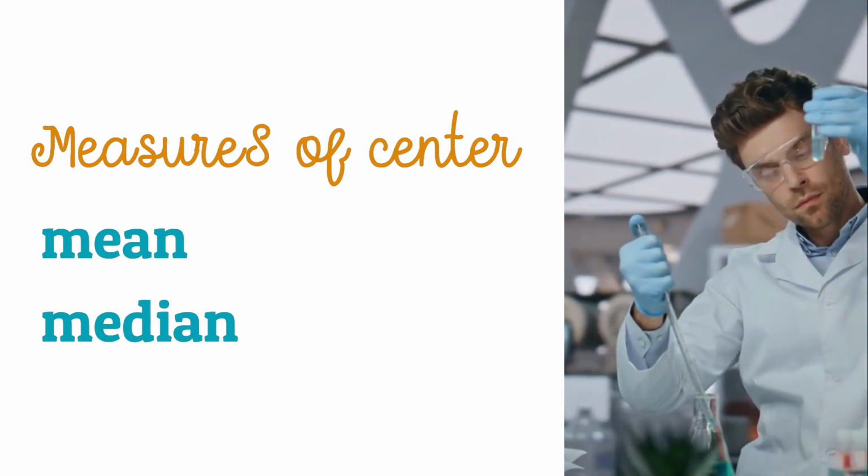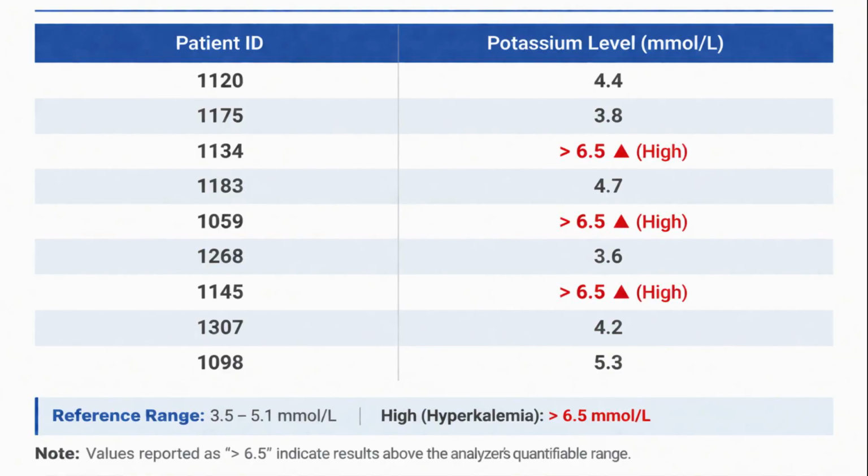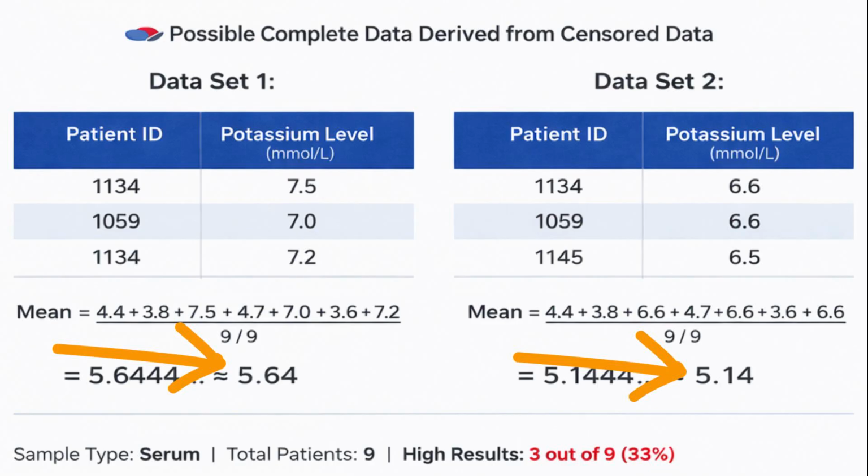However, the mean is hard to calculate because some values are not fully observed. We can attempt to complete the data by making assumptions about what the unobserved values might be. At the beginning of the video, we saw these 2 possible data sets. They were created by filling in values that exceed the measurement limit. The key point is that the mean changes depending on what we assume about values above 6.5.